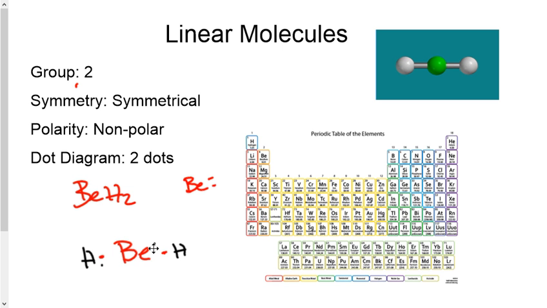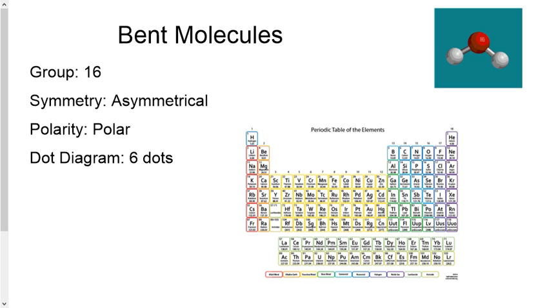Thus it is a linear molecule, and here's our model of it. The green represents the beryllium, and the 2 whites represent the hydrogens. And this is totally symmetrical. Therefore there will be no net charges on this molecule, and therefore it is nonpolar. Let's go to the next example.